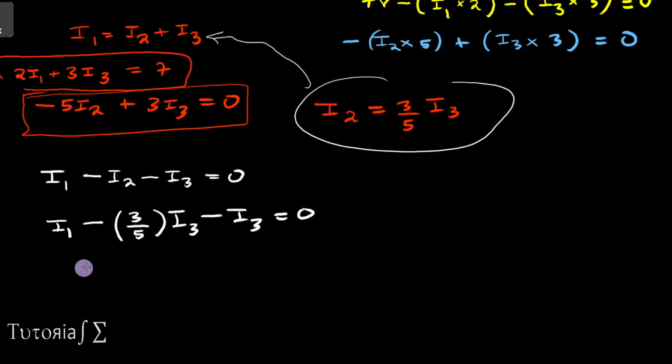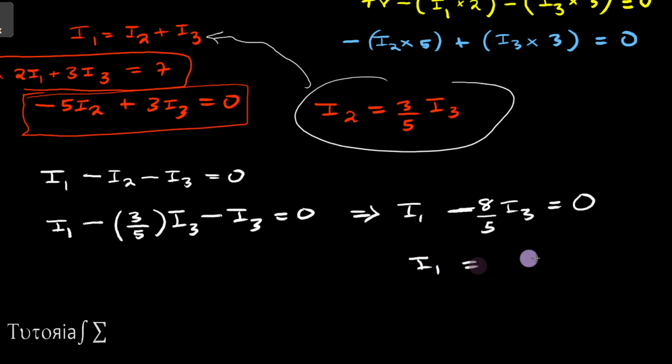Let me simplify this one, which will be I1, then these will simplify as -8 over 5 I3 equals 0. Here, in fact, we can even make I1 the subject of the formula, so that we have I1 equal to 8 over 5 I3.